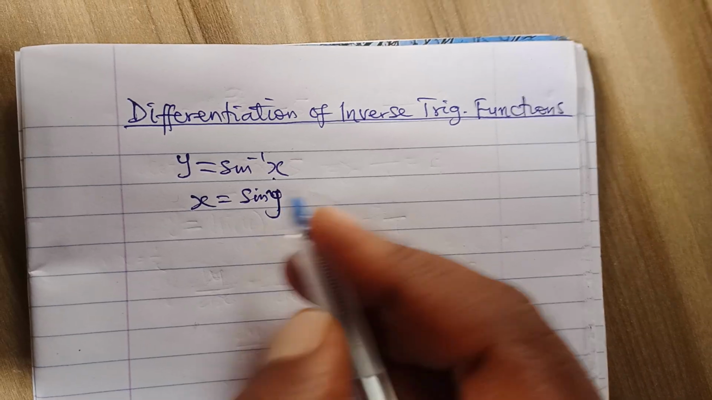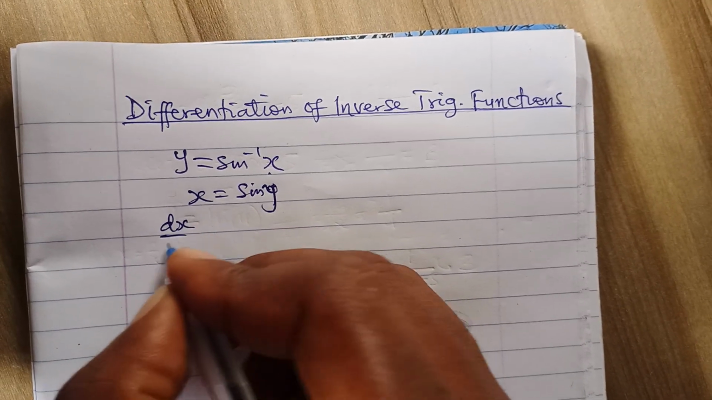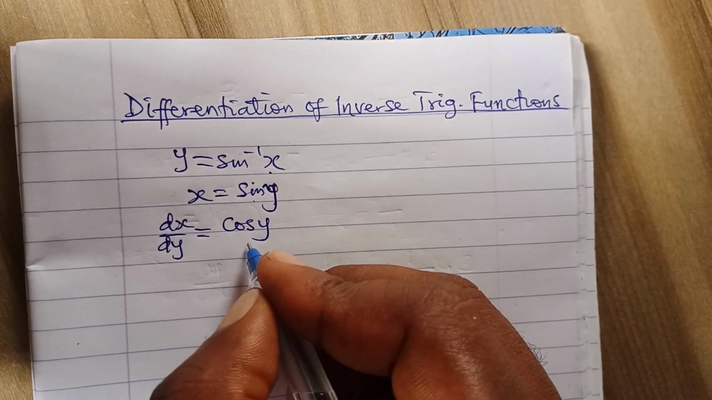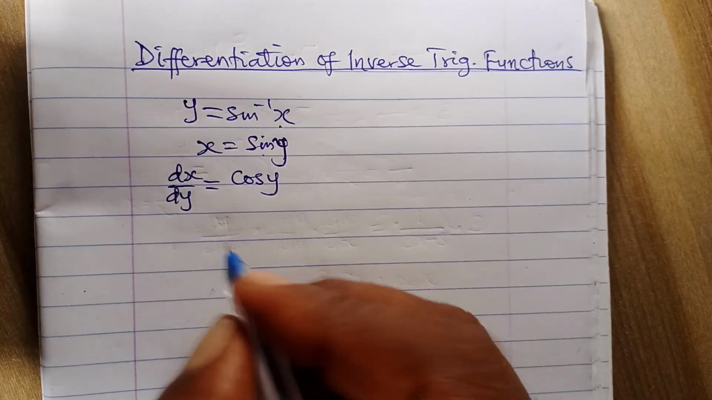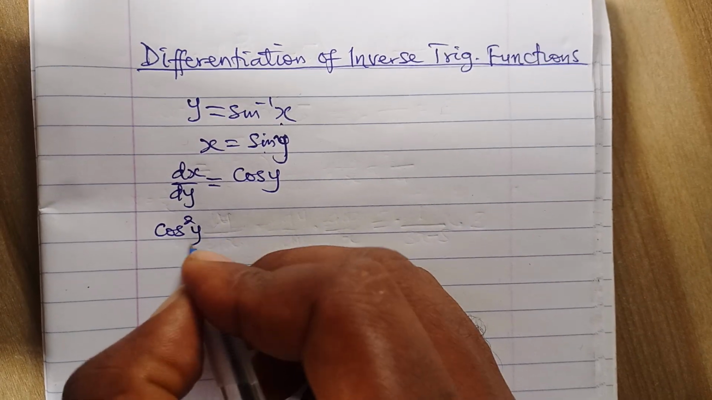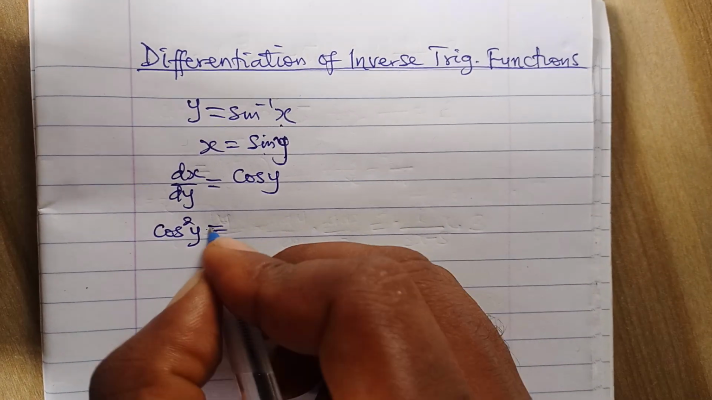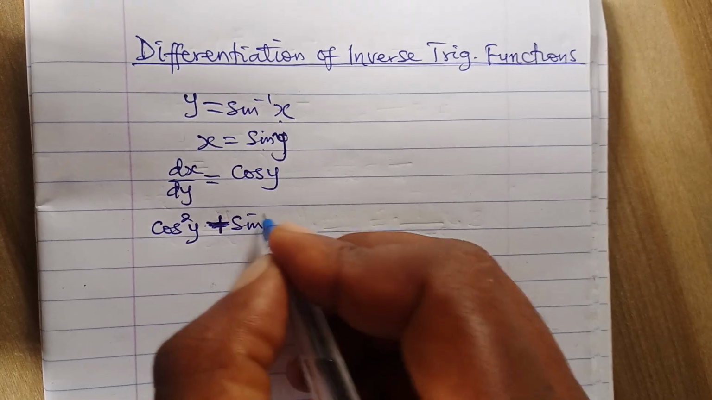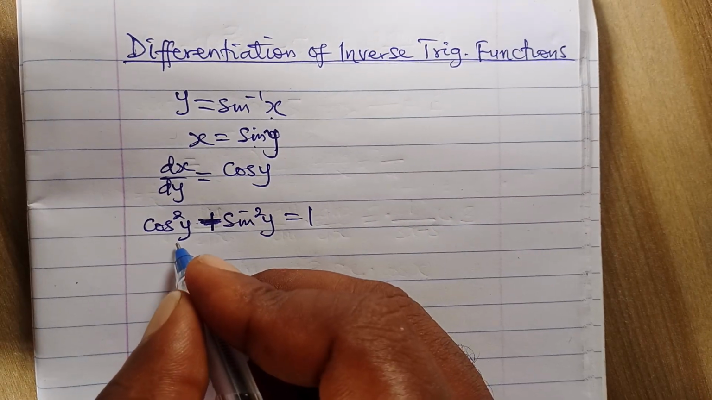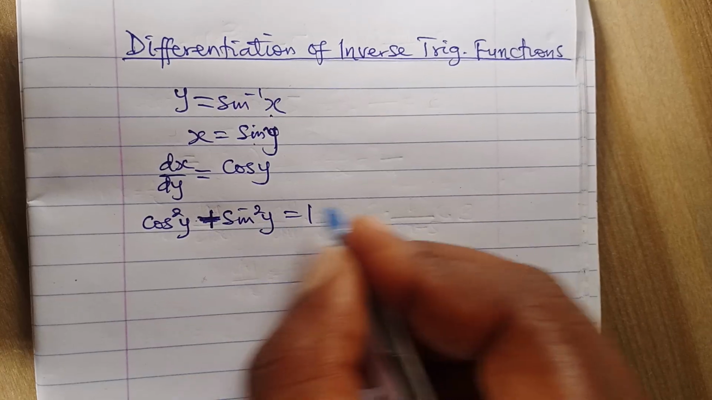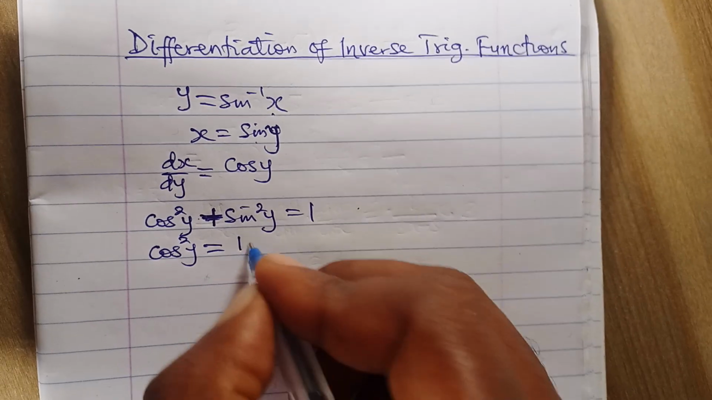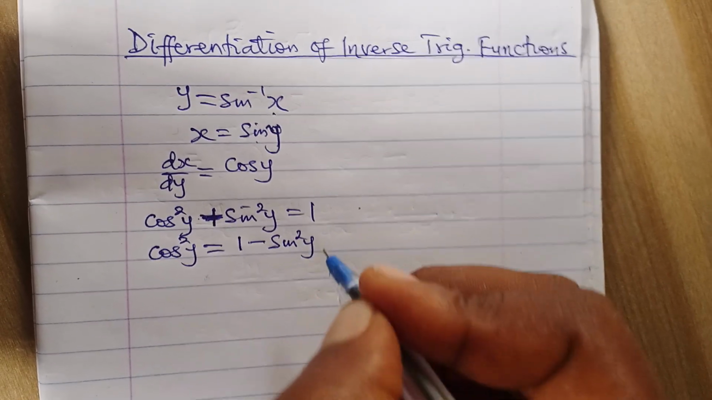And if x is equal to sine y and we differentiate x with respect to y, we're going to have cos y. Now, there is a trigonometric identity that says cos square y plus sine square y is equal to 1. So if we make cos square y subject of the formula, sine square y will cross over and become minus. So cos square y will be equal to 1 minus sine square y.